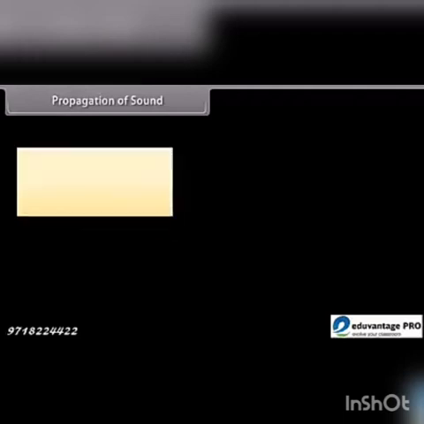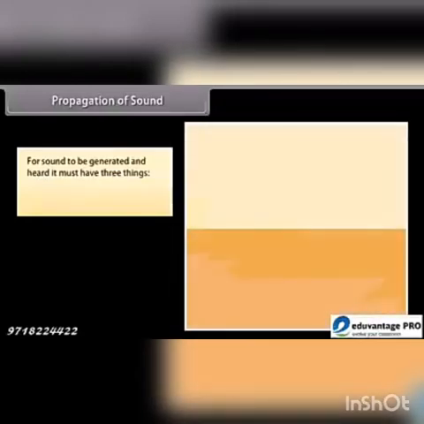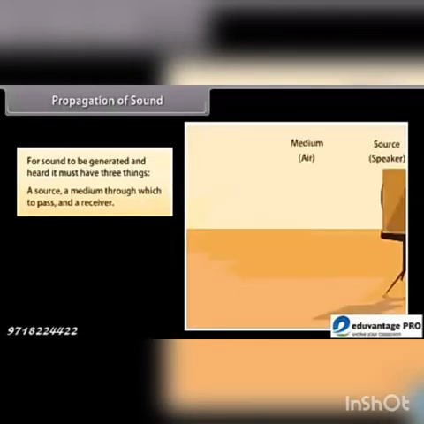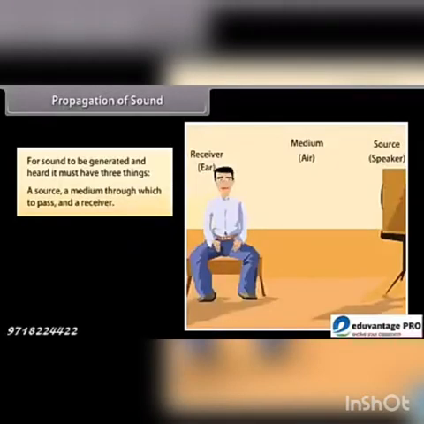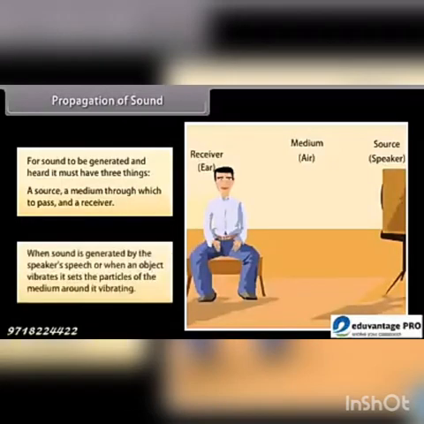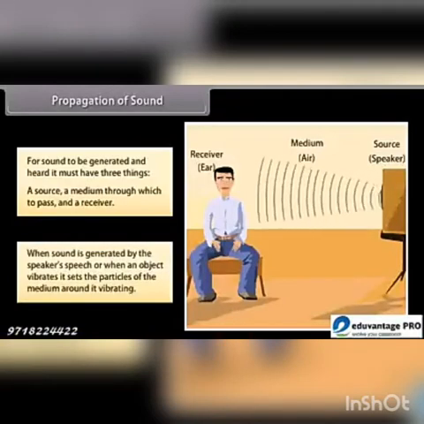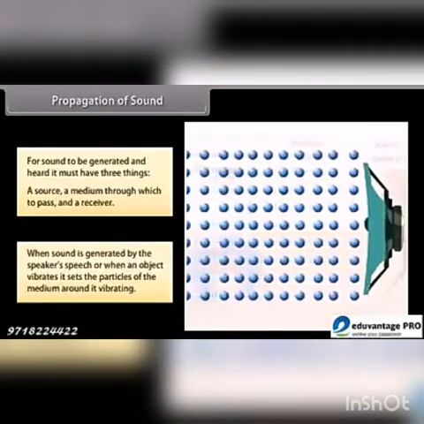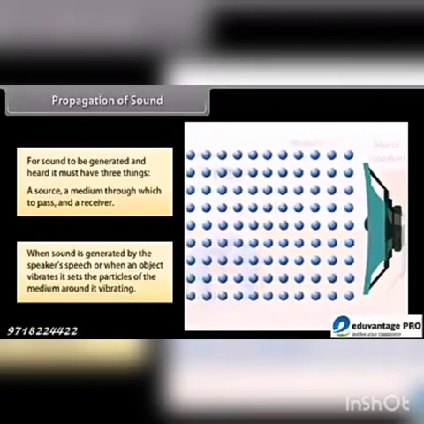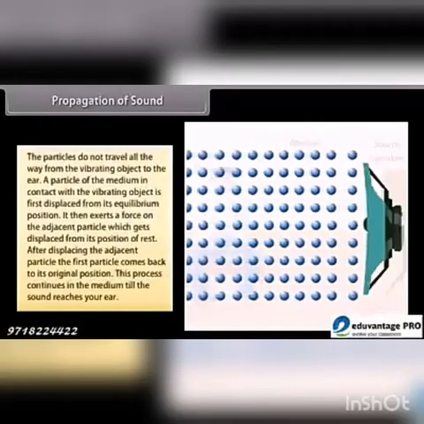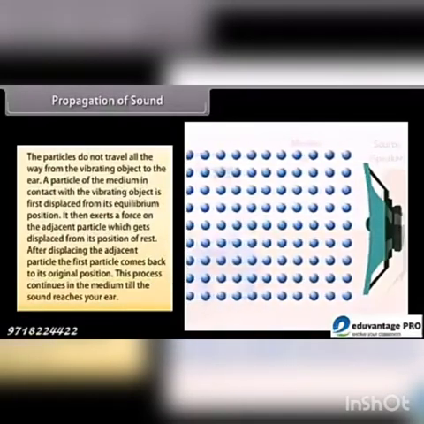Propagation of sound. For sound to be generated and heard, it must have three things. They are a source, a medium through which to pass, and a receiver. Let us assume the source is the speaker's voice, the medium through which it is transmitted is air, and the receiver is the listener's ear. When a sound is generated by the speaker's speech, or when an object vibrates, it sets the particles of the medium around it vibrating. The particles do not travel all the way from the vibrating object to the ear.